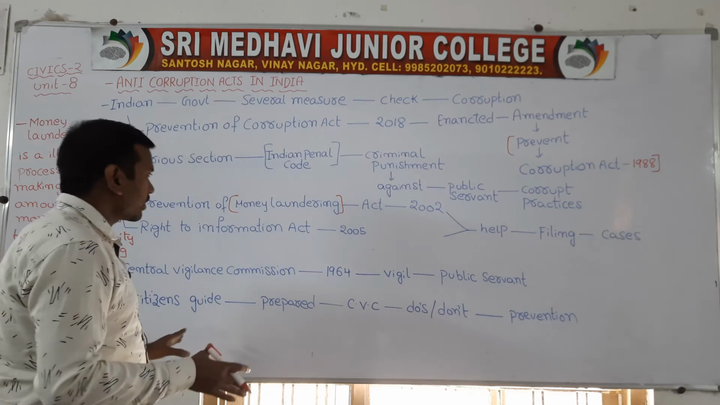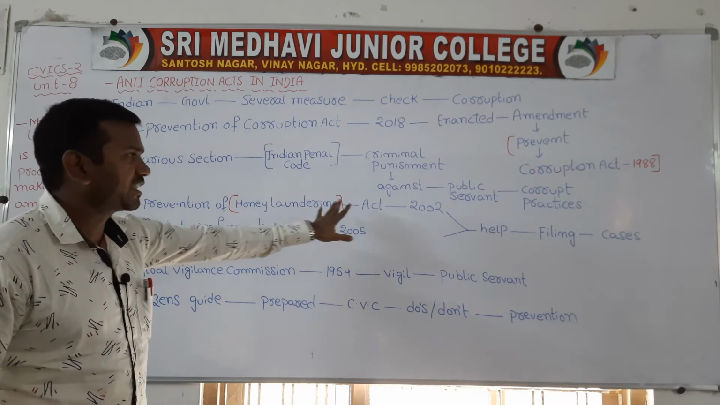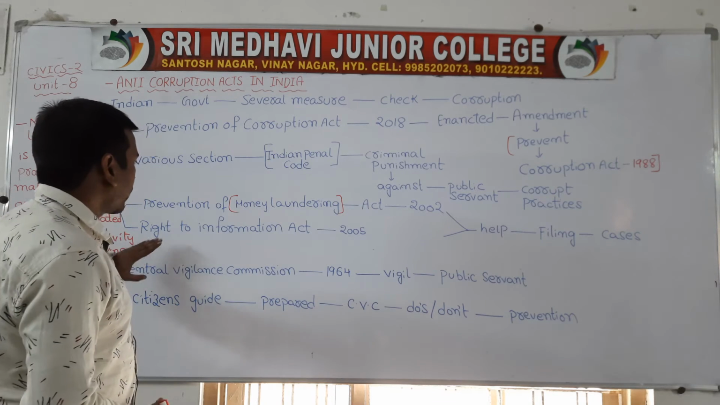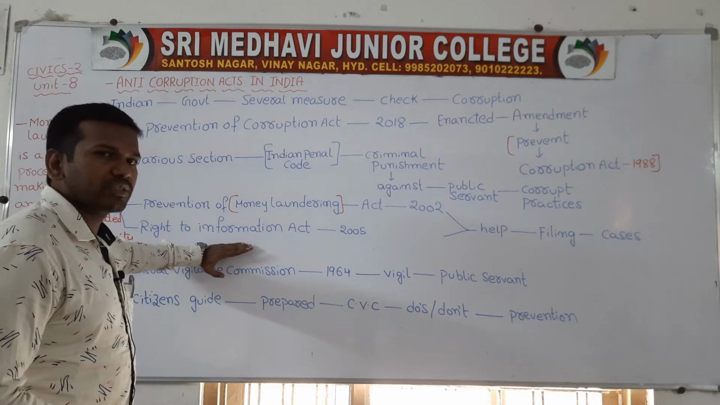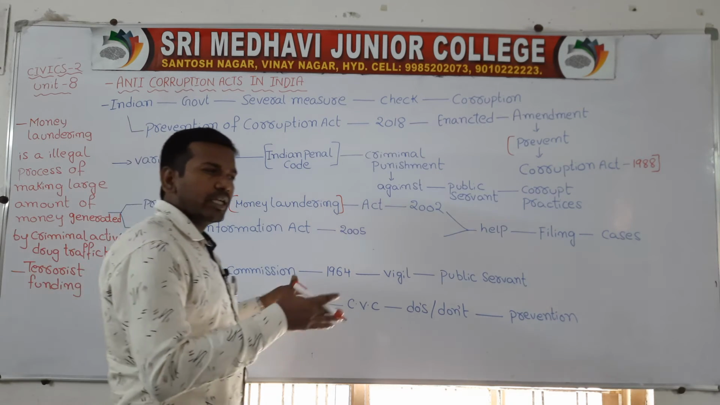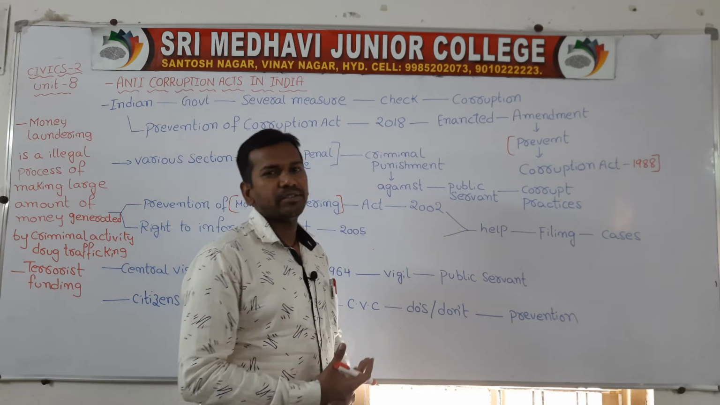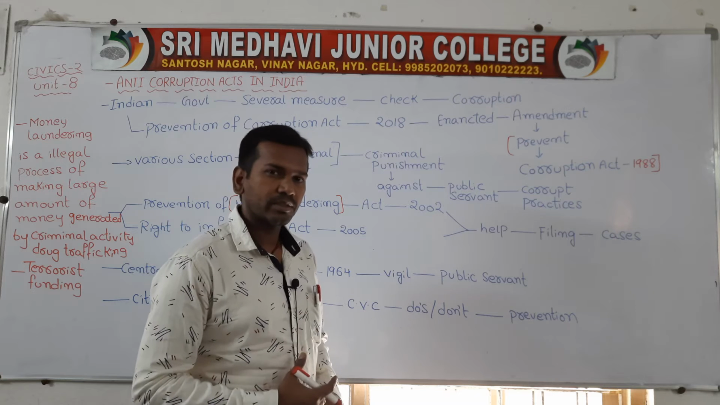So to control all the criminal activity, the government has passed one act which is called the Prevention of Money Laundering Act 2002. The government has also passed one more act, which is called the Right to Information Act 2005. These two acts are very important. If these two acts are implemented properly, this will help in filing cases easily. We can know easily.